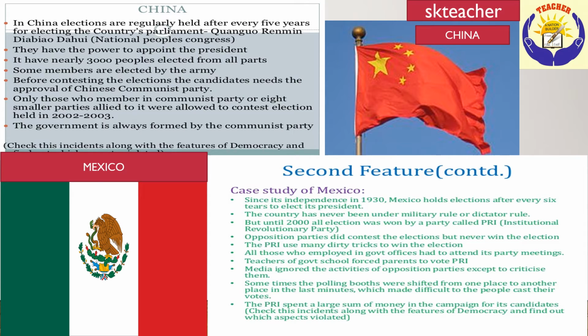The PRI used many dirty tricks to win the election. All those who were employed in government offices had to attend its party meetings. Teachers of government schools forced parents to vote for PRI. Now we have seen these two nations' election processes. Even though these two nations conduct elections, can we say that these two nations follow democracy? We'll find out through one more example in the next slide.